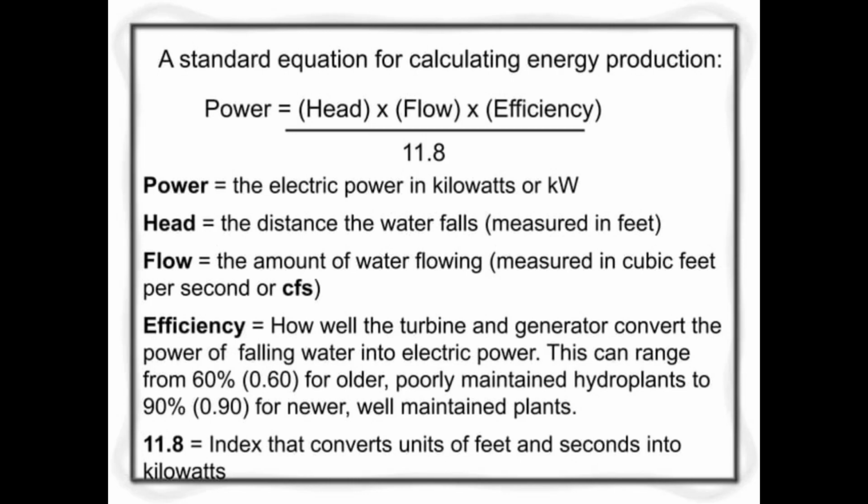A standard equation for calculating energy production: Power is equal to head times flow times efficiency divided by 11.8. The power is in kilowatts. Head is the distance of the waterfall, which can be measured in feet or meters. Flow is the amount of water flowing, measured in cubic feet per second.